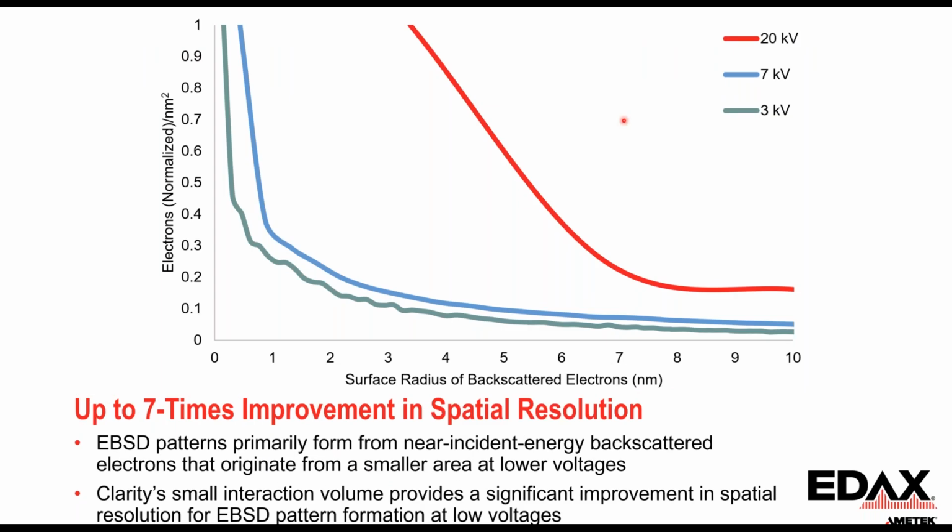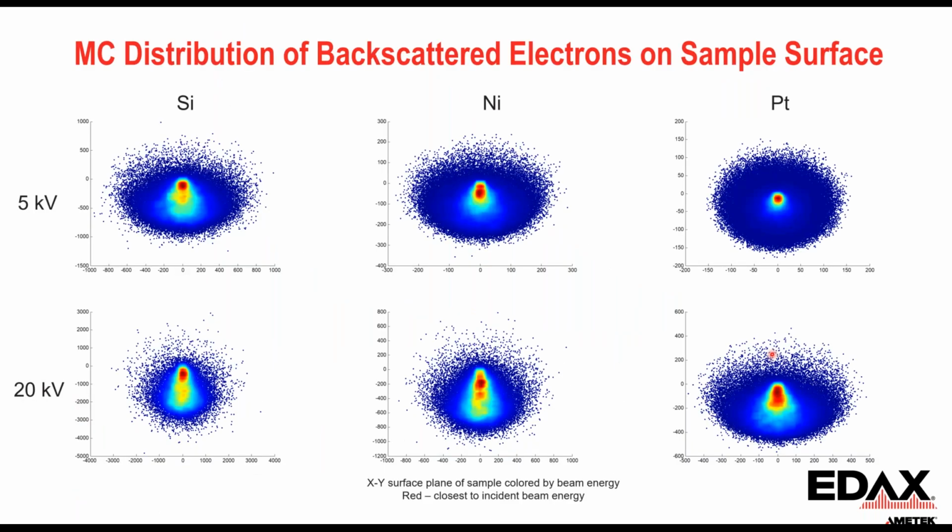And this is just a schematic showing, when we talk about spatial resolution, maybe what we're going to be able to do. So this is showing the number of electrons per nanometer squared for different interaction volumes on the surface of a tilted sample at these 3 different ranges: 20 kV, 7 kV, 3 kV. And you can see that by dropping voltages, we're able to reduce that interaction volume significantly compared to a higher voltage.